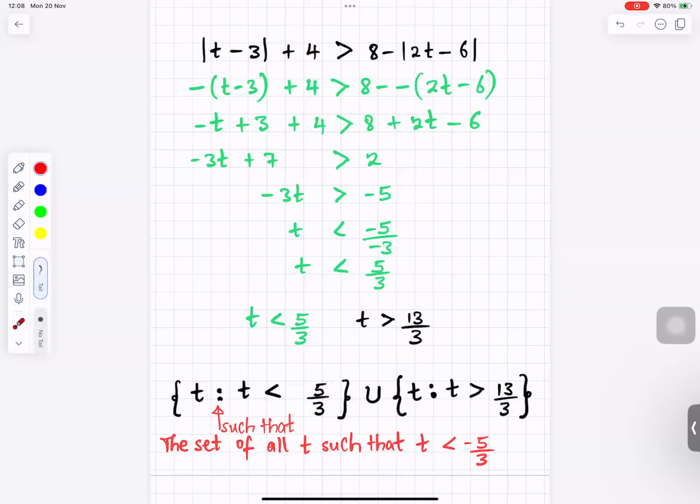How do you write it in set notation? You write the curly brackets. You write t such that, that colon means such that, t is less than 5 over 3. Union means or. So t such that t is less than 5 over 3 union t such that t is greater than 13 over 3.